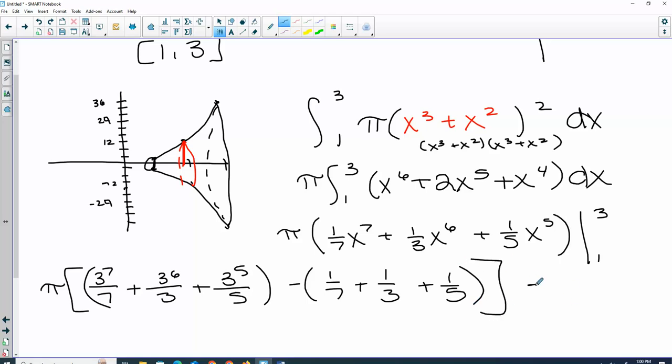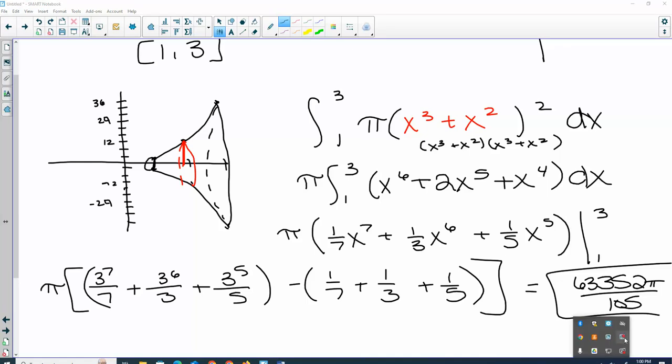And that came out to be 63352 pi over 105. Sorry, might have made that one up. Maybe, there's a chance. And then we get that on the test.